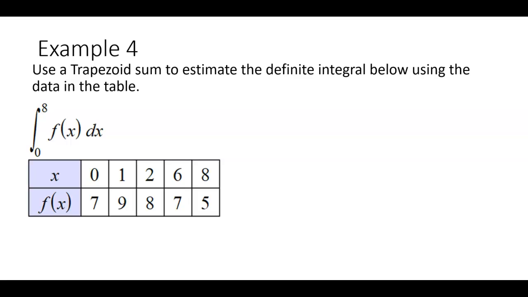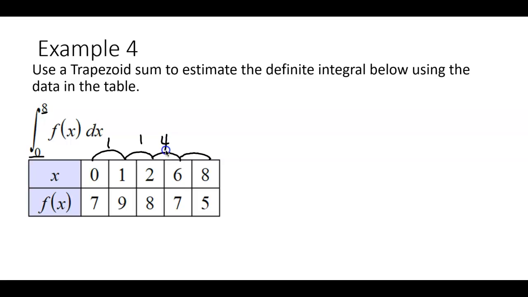So here we go. Use a trapezoid sum to estimate the definite integral below using the table. So we're going from 0 to 8, right? That's the whole table. Remember, you're not always going to use the whole table. It depends on what they ask for. I just kind of always do that. All right. So what do these represent here? Kind of. Those are my heights.